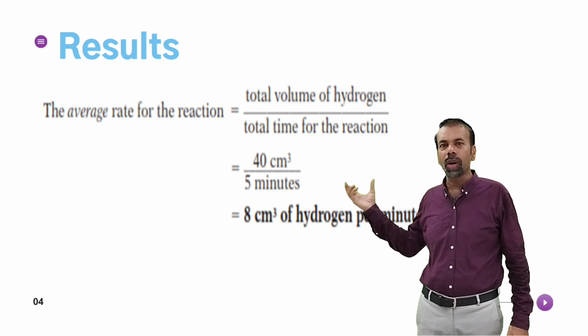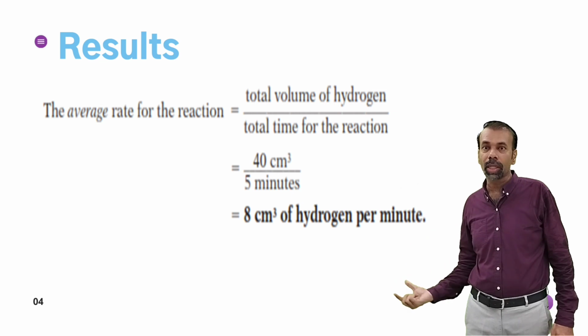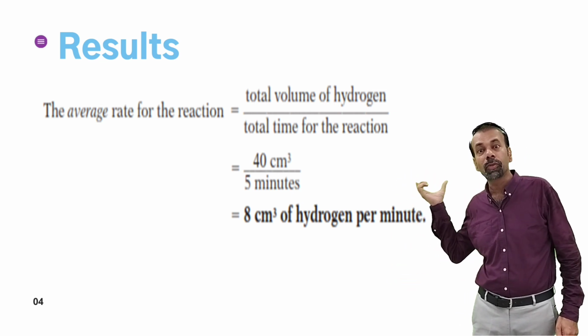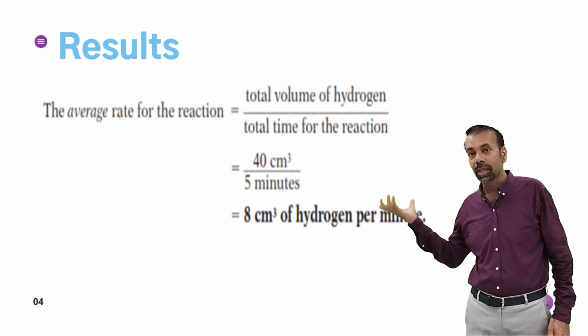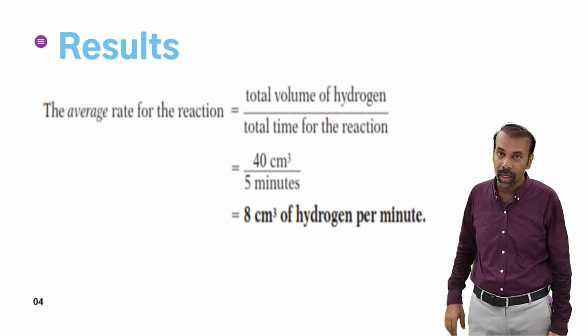If you look at this, what is the overall rate of reaction? So total change divided by total time. The total volume calculated was 40 divided by total time 5, and the total overall rate of reaction is 8 cm cube of hydrogen per minute. You got the answer.